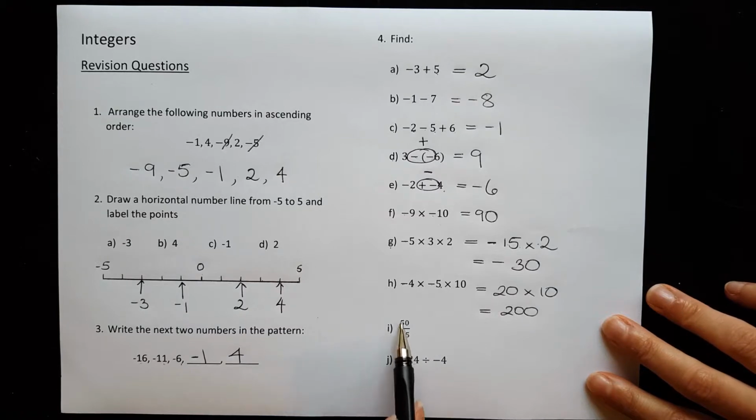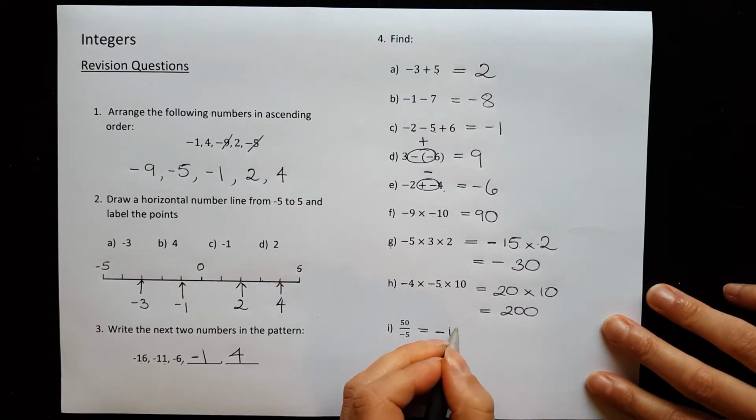In I, we are dividing. A fraction means divide. A positive and a negative number will give you a negative answer. 50 divided by 5 is 10.